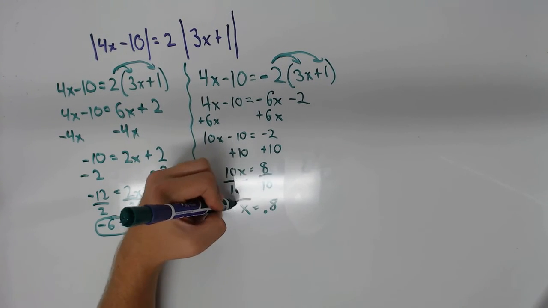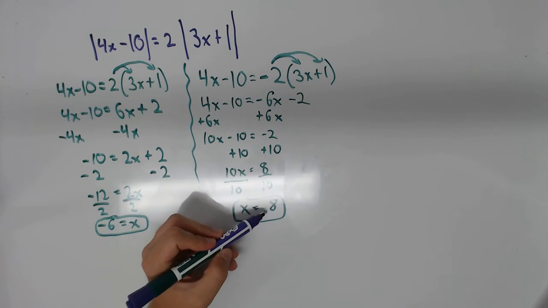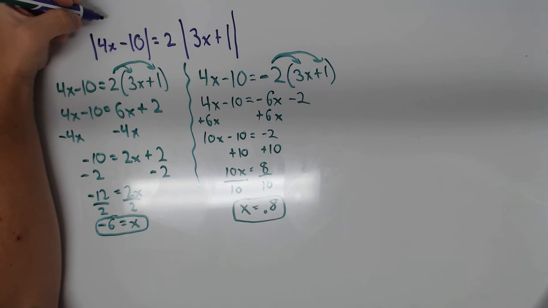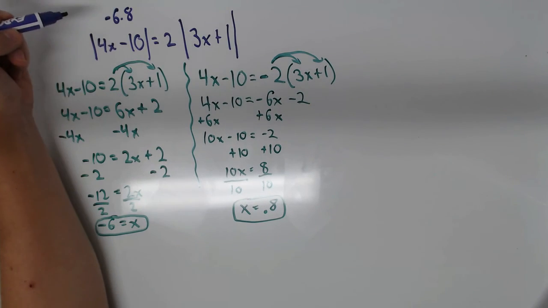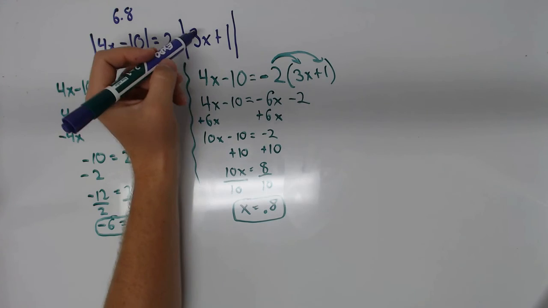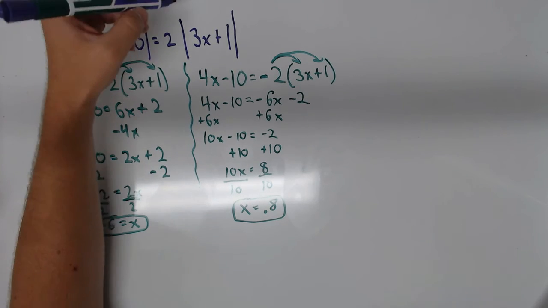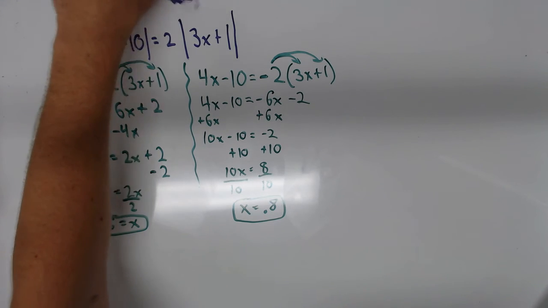And you know what, if the decimal concerns you, let's try it out. All right, if it doesn't work, I'll go back and check my algebra steps. Worst case scenario, I made a mistake somewhere. But let's give it a try. Decimals aren't always a bad thing. So 0.8. 4 times 0.8 is 3.2. 3.2 minus 10 is negative 6.8. All right, the absolute value is going to turn that into a positive. 3 times 0.8 is 2.4. 2.4 plus 1 is 3.4. The absolute value is going to keep it positive. And then 2 times 3.4 is, guess what, 6.8.